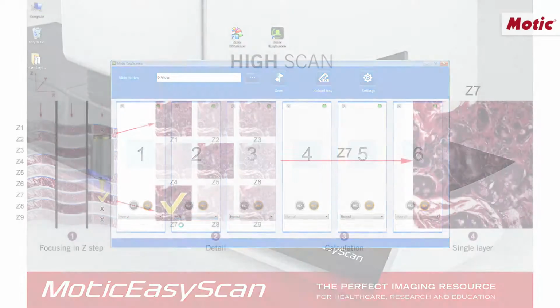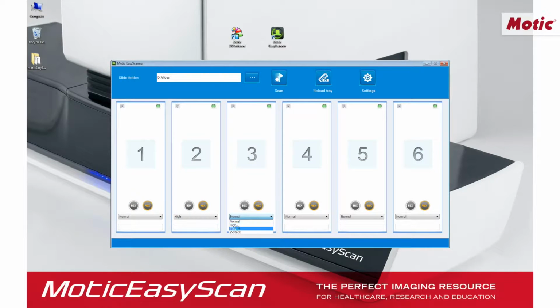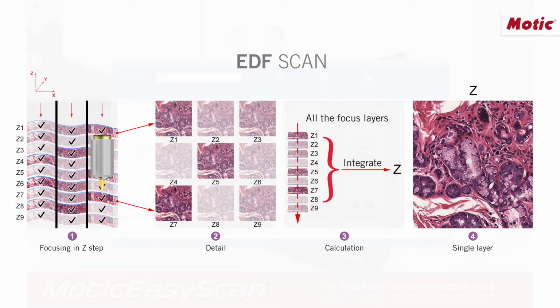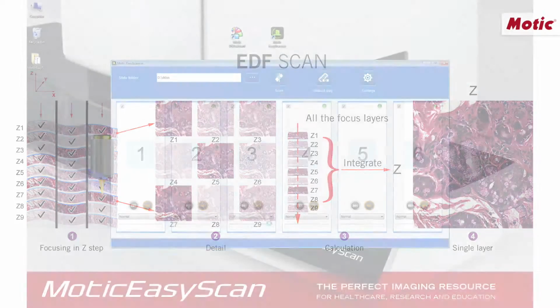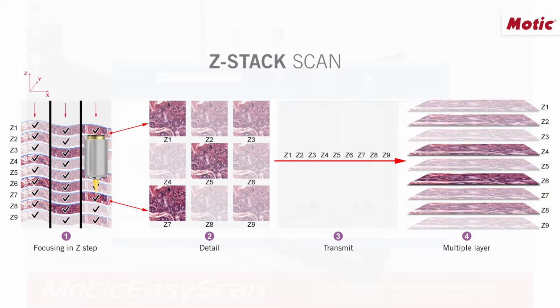Then we have the high scanning mode. In this mode, the optics goes through several focal planes on each field, but selects the one with more information. Then we have EDF, extended depth of field. In this option, the system goes through several focal planes as previously, but in this case, the different captures are combined into a unique image. Finally, we have the Z-Stack mode. This mode uses several focal planes as well, but in this case, no further combination occurs, which means that we will have a digital file that will give us image information about the different layers.